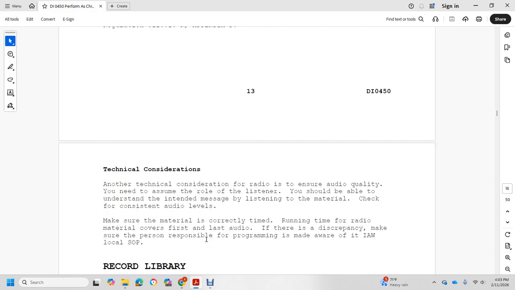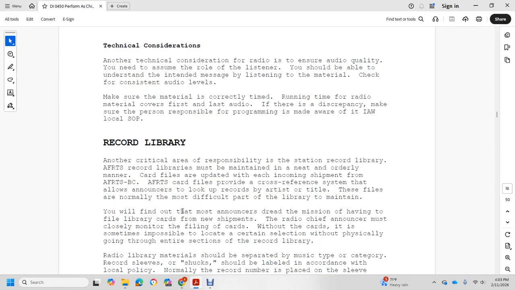Another technical consideration for radio is to ensure audio quality, so that the listener is able to understand the intent of the message. Listen to the material to make sure it has a consistent audio level, that it is correctly timed, and that the running time for radio material covers the first and last audio. If there is a discrepancy, the person responsible for the program is made aware of it IAW local standard operating procedure.